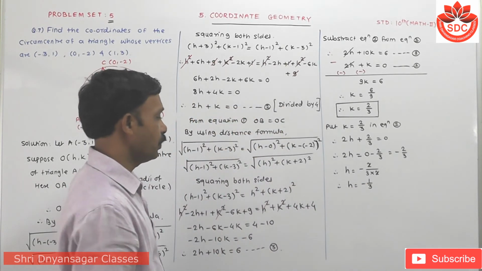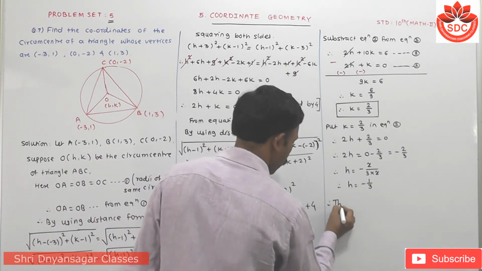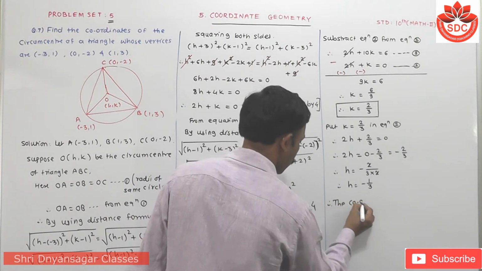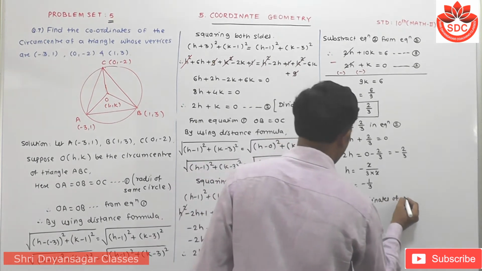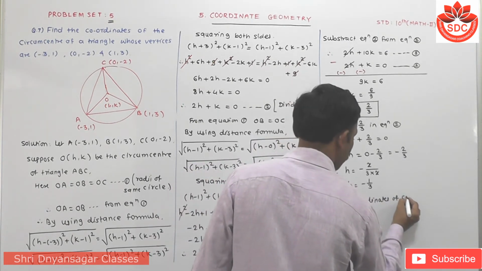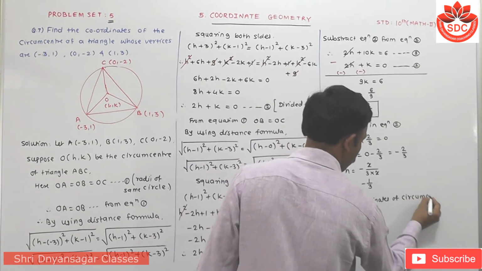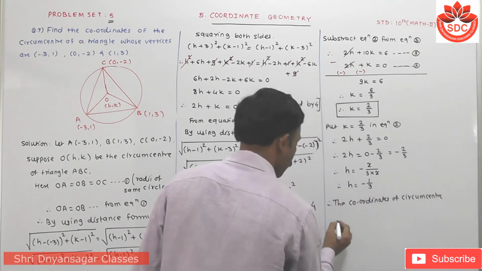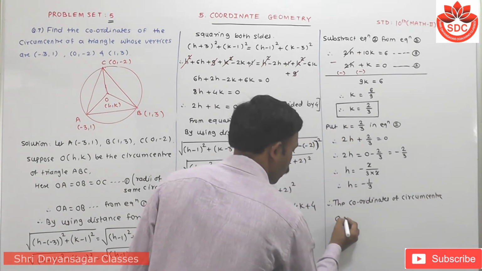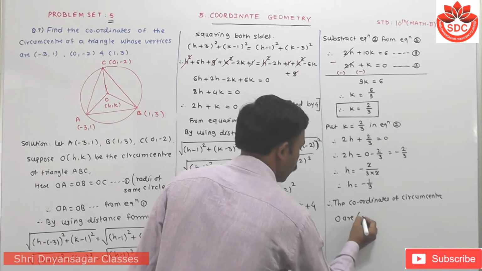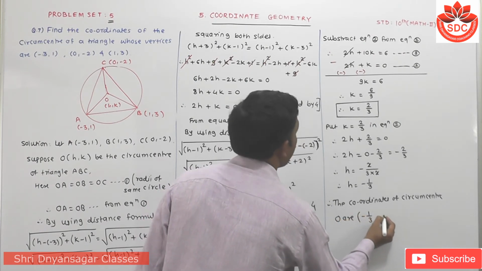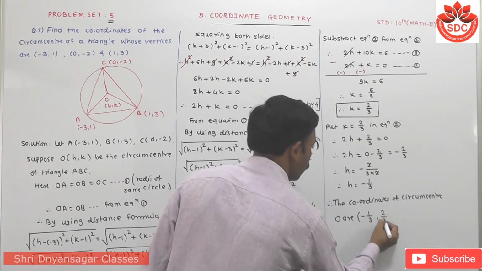Now student, the center O is (h, k), where h is minus 1 upon 3 and k is 2 upon 3.